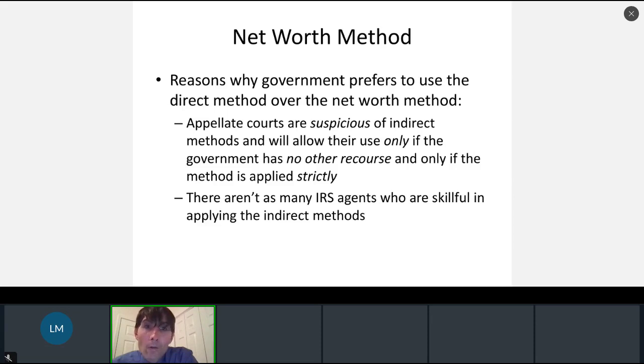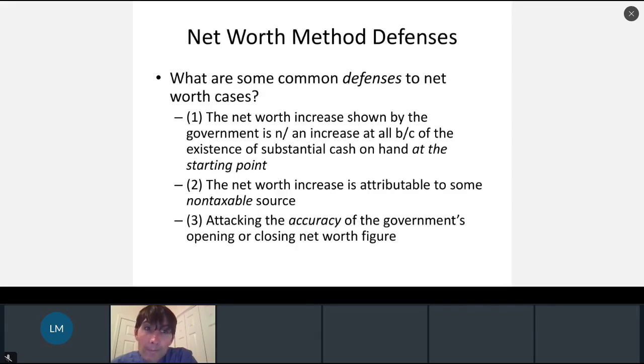Appellate courts are suspicious of indirect methods and will allow their use only if the government has no other recourse and only if the method is applied strictly. There aren't as many IRS agents who are skillful in applying the indirect methods.